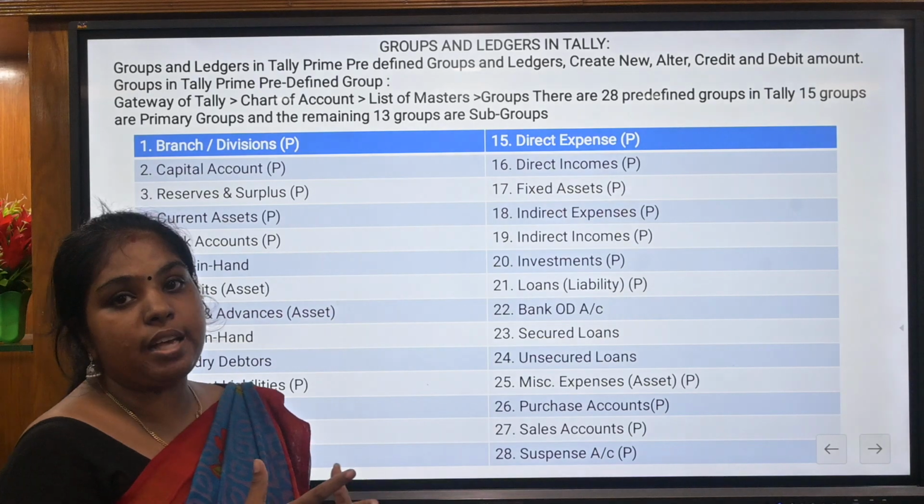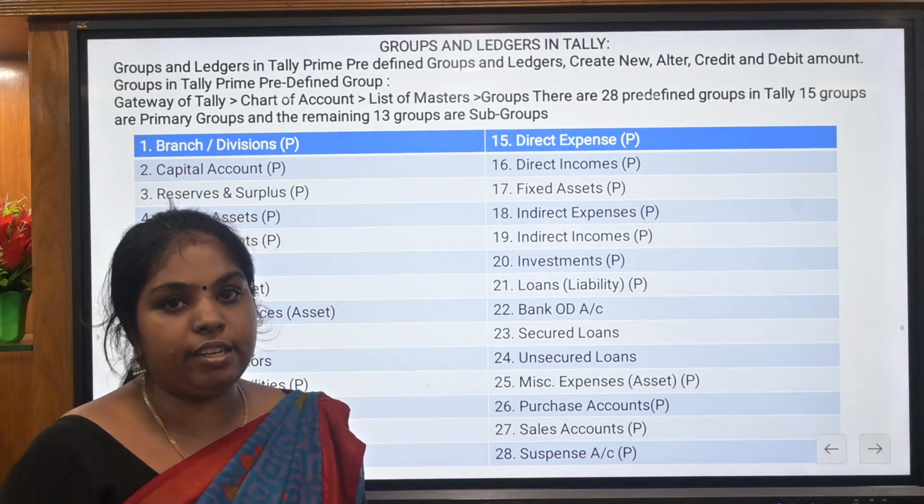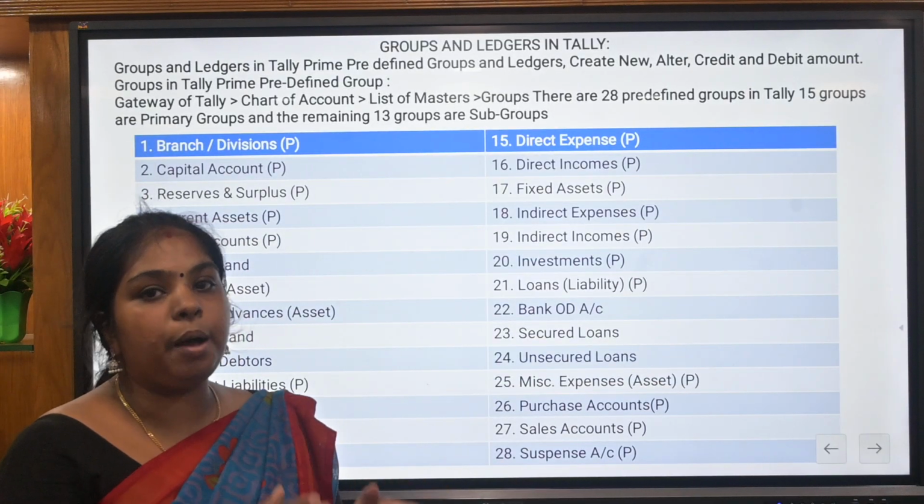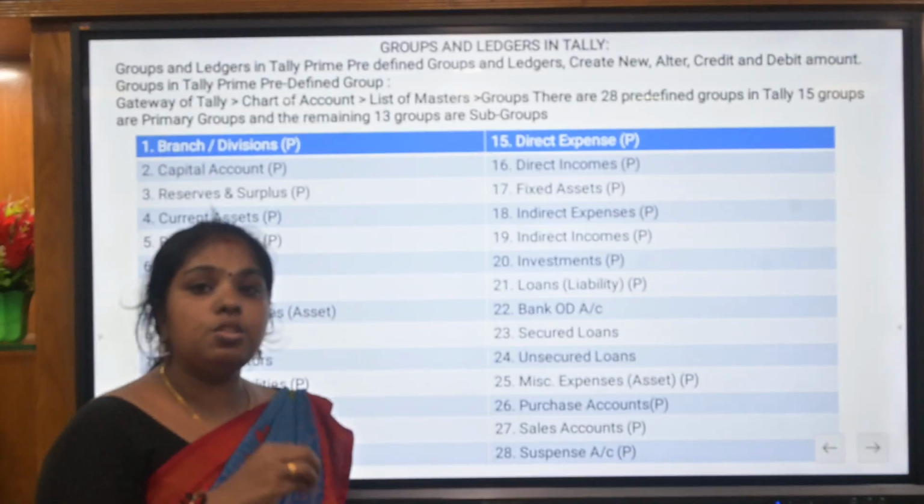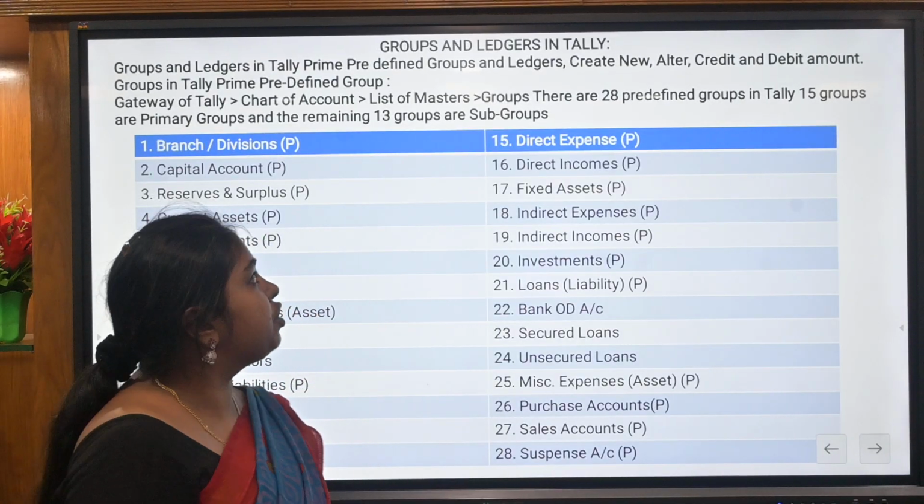Then what are the groups and ledgers in Tally? First step, what is the first step in Tally to do the accounting? The first step is obviously to create a company for your accounting. After the creation of the company, we have to go to group creation, ledger creation, etc.